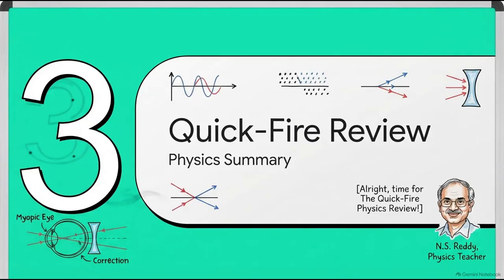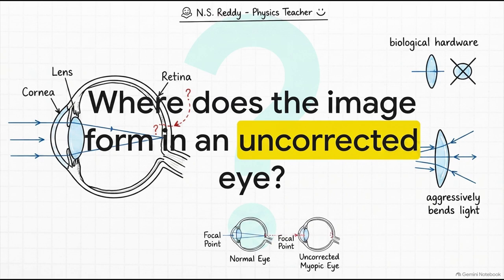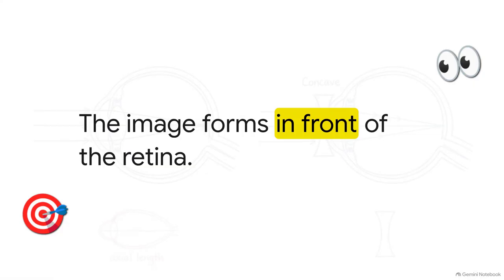All right, time for the quick-fire physics review. Let's recap the journey of these light rays to really cement these mechanics. First question, when the biological hardware fails and the lens bends the light too aggressively, where exactly does the image actually land in an uncorrected myopic eye? In front of the retina. The primary spatial physics error of this condition is that the light converges in the empty space of the eye before it can ever reach the high-definition screen at the back.